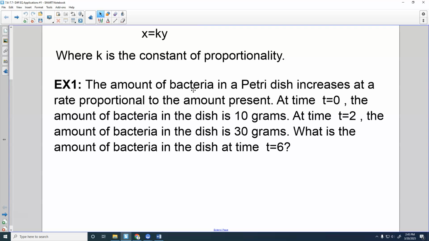So a lot of stuff going on here. But you're going to start with that directly proportional expression. So amount of bacteria in the Petri dish increases at a rate proportional to the amount present.